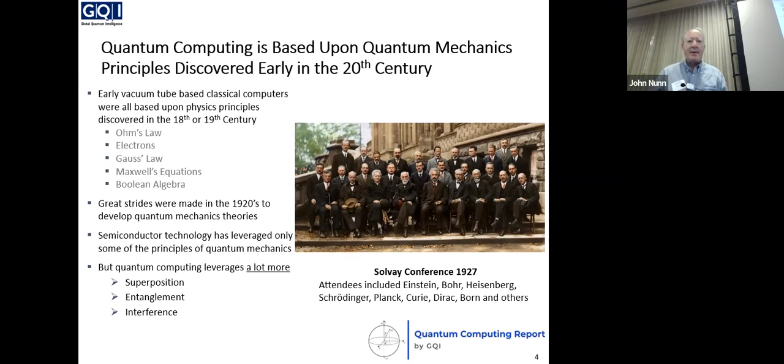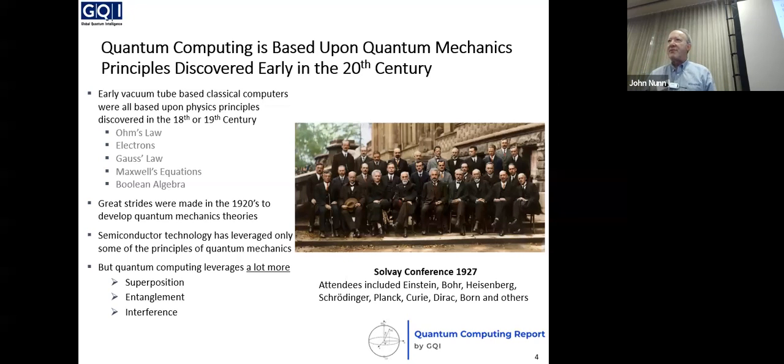There we go. The first computers that were done in the 1940s and early 1950s, the ones that were based on vacuum tubes, were actually based on physics principles that were discovered in the 19th century. These would be things like Ohm's law, electrons, Gauss's law, those types of things. And if you know physics, there was a revolution in the 1920s, about 100 years ago, in quantum mechanics.